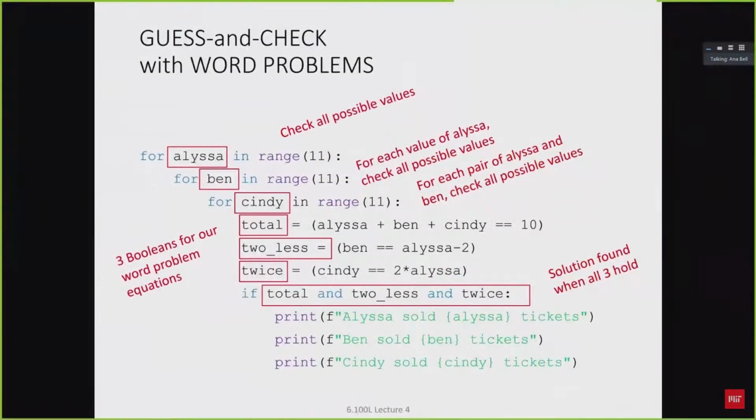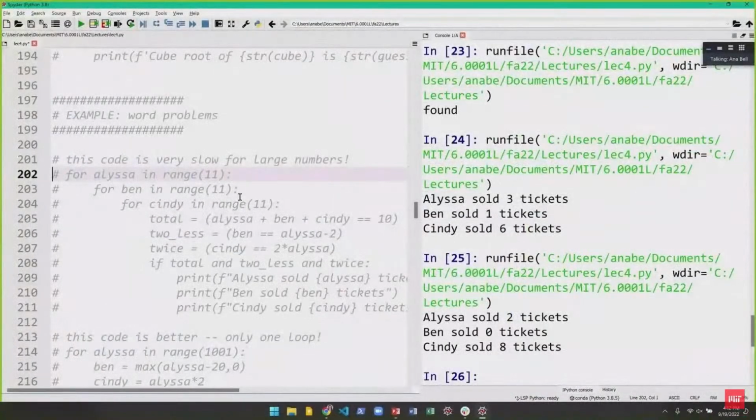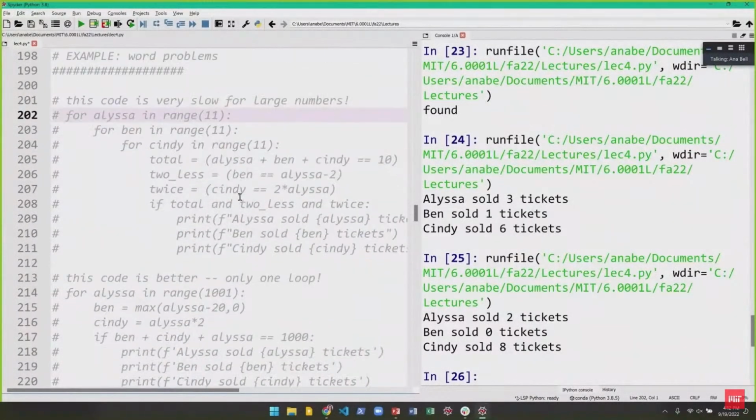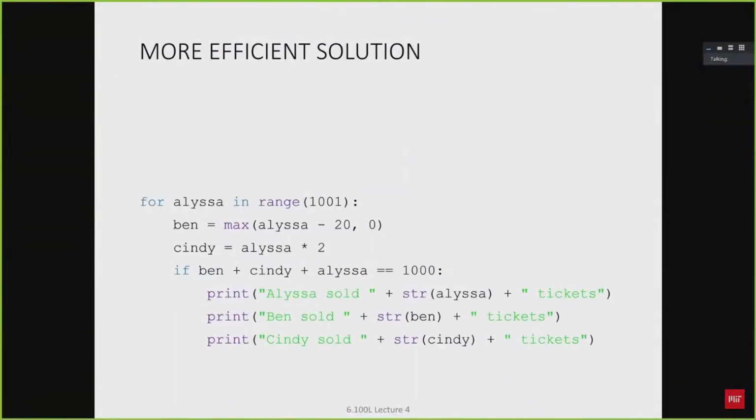The problem with this code, the way I wrote it specifically, is it's really slow for big numbers. If I change it to 1,000 tickets being sold by 3 people, and a couple other changes here, just the sheer fact that I've got Alyssa iterating through 0 to 1,000 and Ben iterating through 0 to 1,000 and Cindy iterating through 0 to 1,000 takes a really long time. That particular code, I'm not even going to run it, will take a really long time if I change the values to be 1,000, 20, and twice.